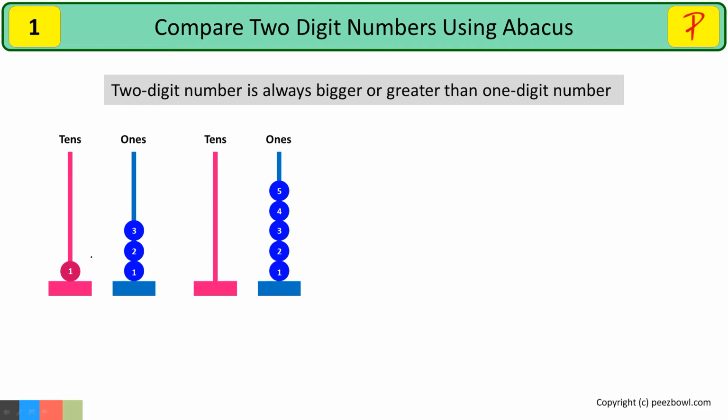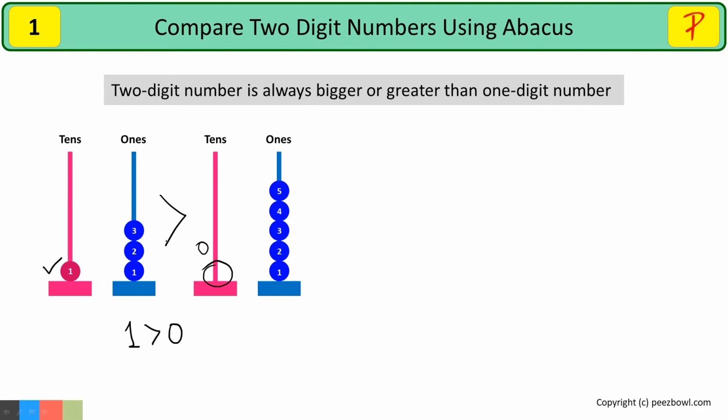In 13, we have 1 at the tens place. And in the number 5, we have nothing at the tens place. Or we can say that we have 0 at the tens place. As 1 is bigger than 0, so number 13 is bigger than 5. I will place an open crocodile face towards number 13.